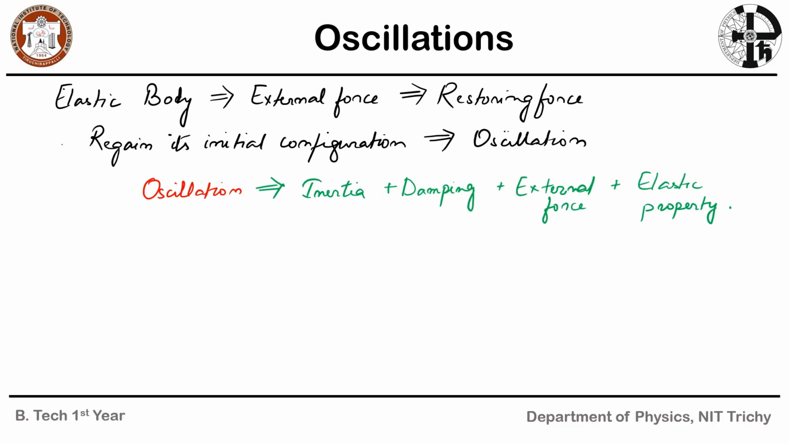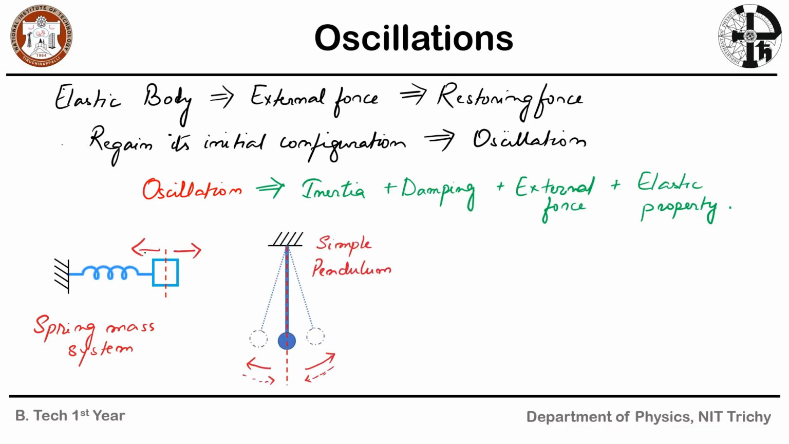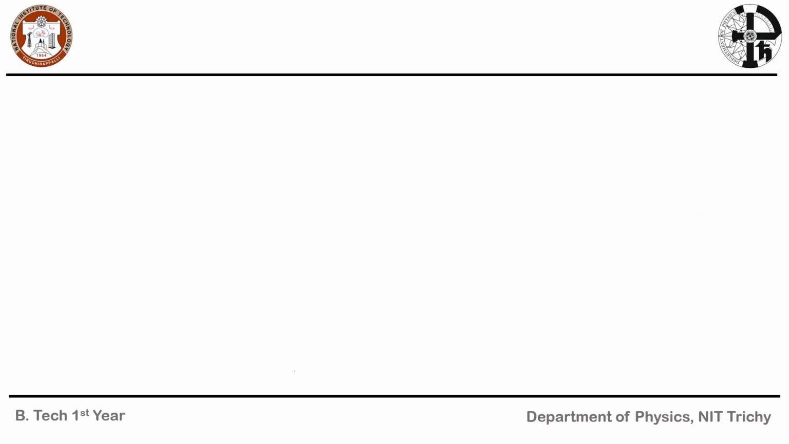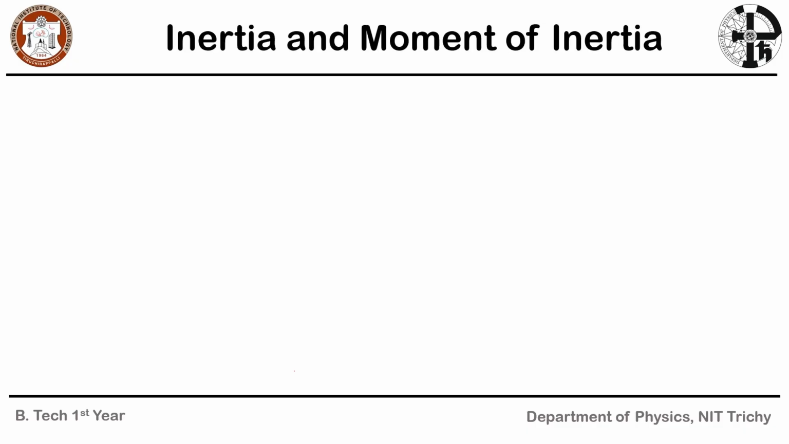Some of the examples are the spring mass system, where the mass oscillates around its mean position. We have the simple pendulum. We have the torsion pendulum. And we have the bending vibration of cantilever beam. Now, finally, let us talk about inertia and moment of inertia. What is moment of inertia?